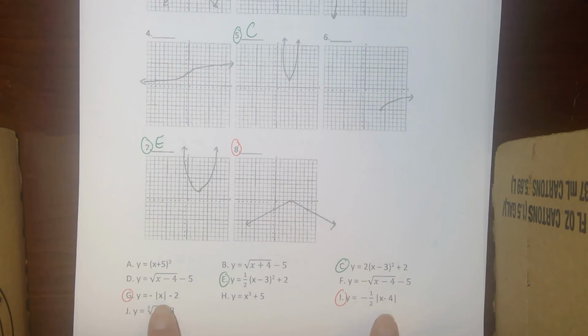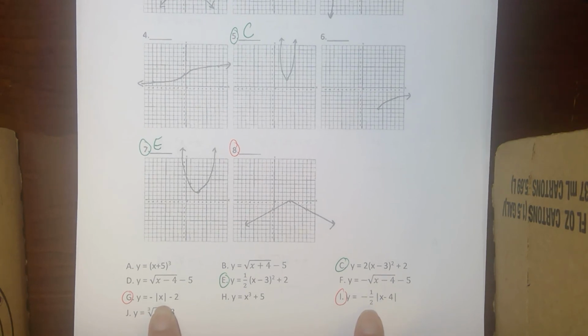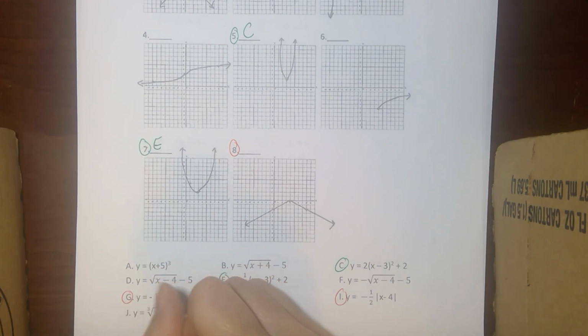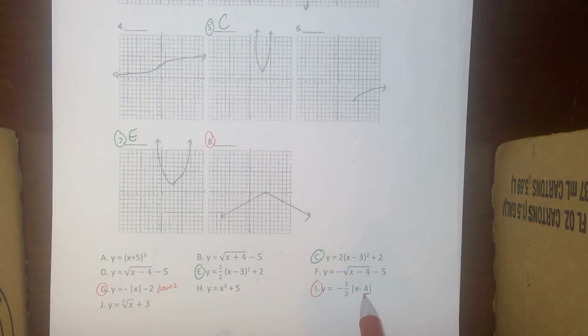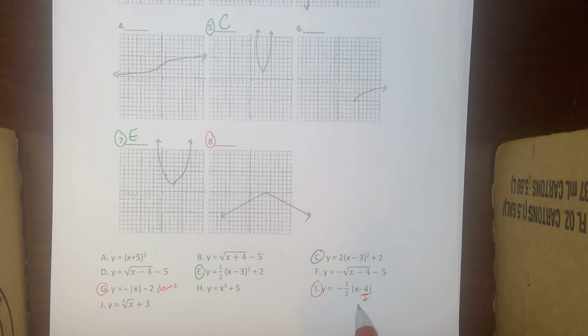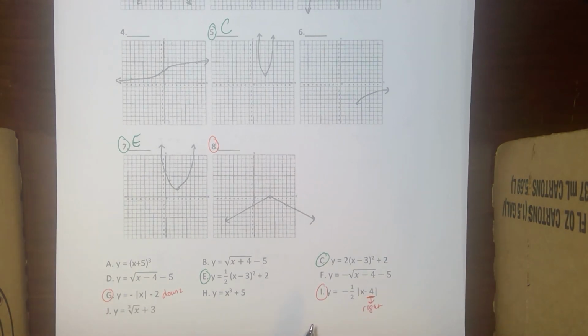I have different transformations here. Only one has a non-rigid transformation. Let's focus on these two transformations. On G, I have a shift 2 units, and that is outside the function, so that is going to be going down 2 units. On I, this transformation is inside the function. It's part of the absolute value bars, so that is going to be going to the right 4 units. Remember, that starts as x minus h.